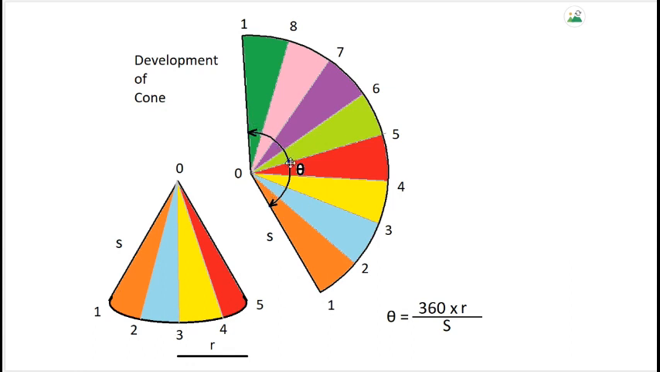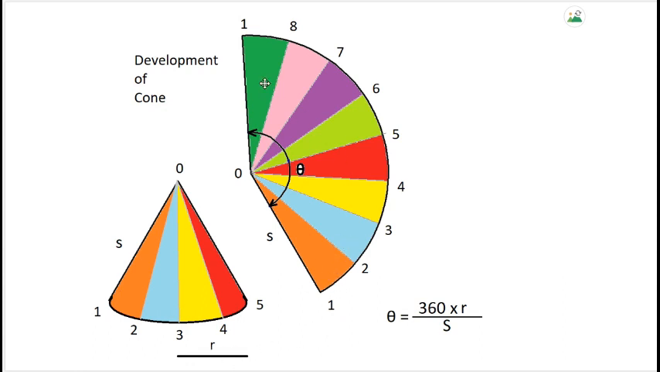So what will be this angle? This angle is given by 360 multiplied by r divided by s, where r is the base radius and s is the slant height. Remember, it is not straight height. Straight height is less than the slant height. So here this is the slant height. With this slant height as radius, if you draw the arc and take this angle equal to 360 multiplied by r by s, then you are going to get this development.